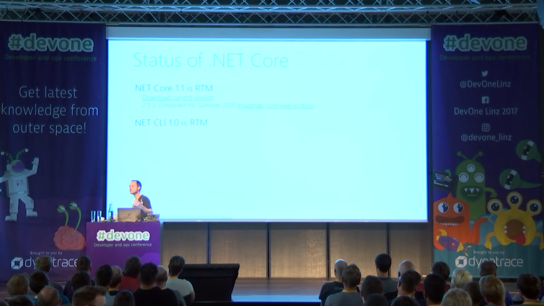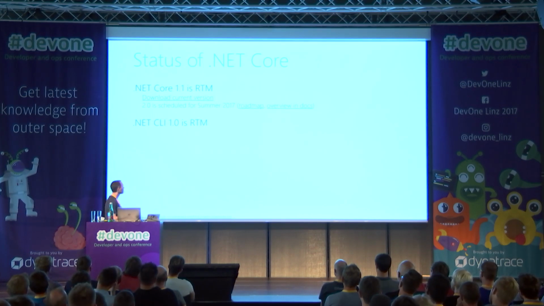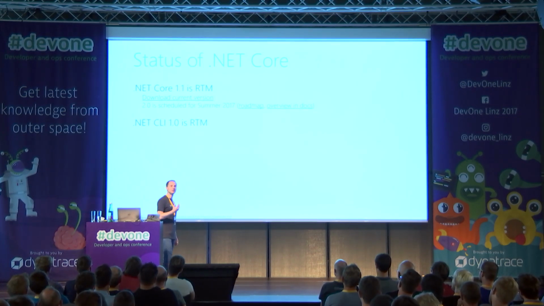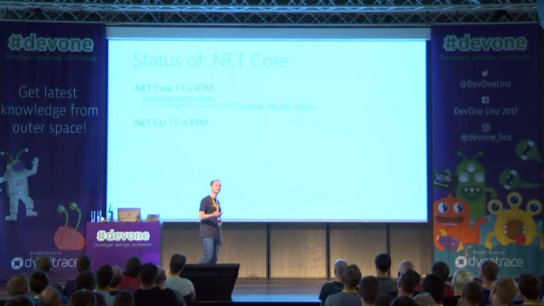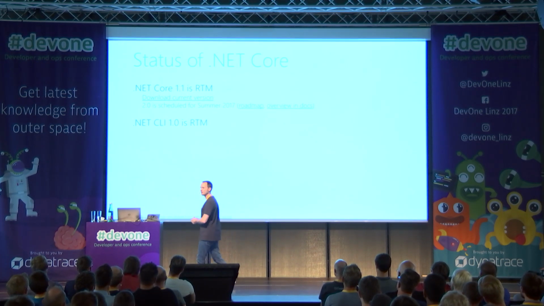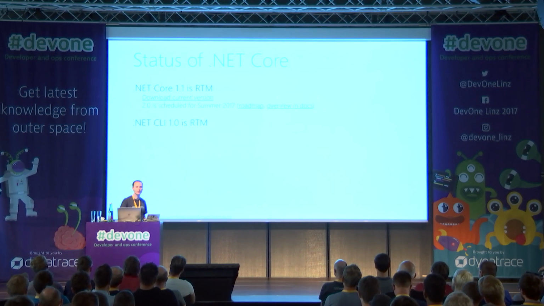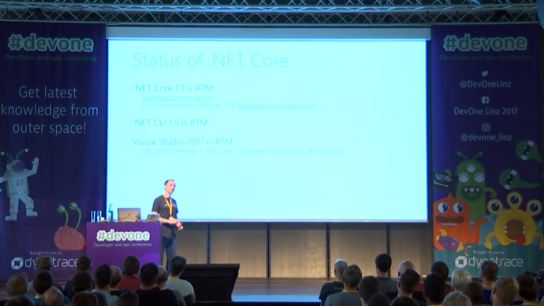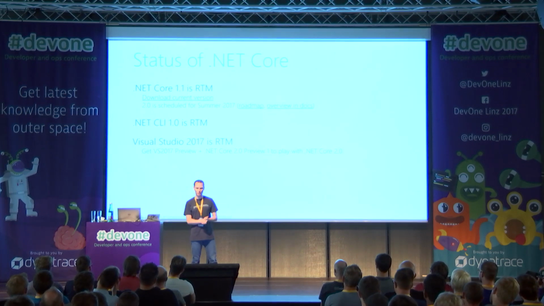Today, everybody needs a CLI, a command line interface, so .NET has a CLI too, and the .NET CLI is also RTM. We have 1.0 currently RTM'd. It came with Visual Studio 2017, and therefore the entire stack is now ready for production. That was a very important milestone that Microsoft reached this year. The development environment for .NET Core is Visual Studio 2017, and it's also RTM.